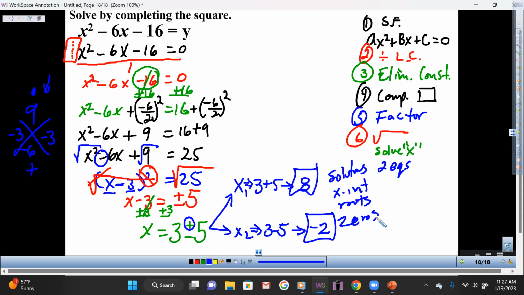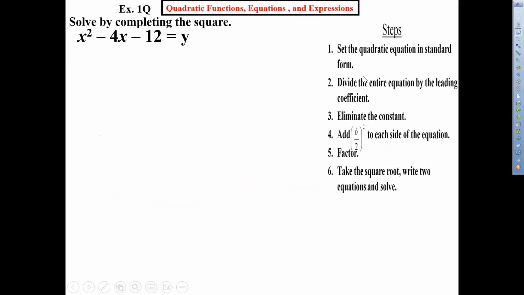Ooh-wee. We got this, yes? It's just 8 itty-bitty steps, guys. Come on. All right, so once again, we did the recap. We went step by step. Let's do another one together so we can get our steps cleared up. Copy this. Example 1Q. And it reads x squared minus 4x minus 12 equals y. And I have the steps over here on the right side just so that we can follow the steps.